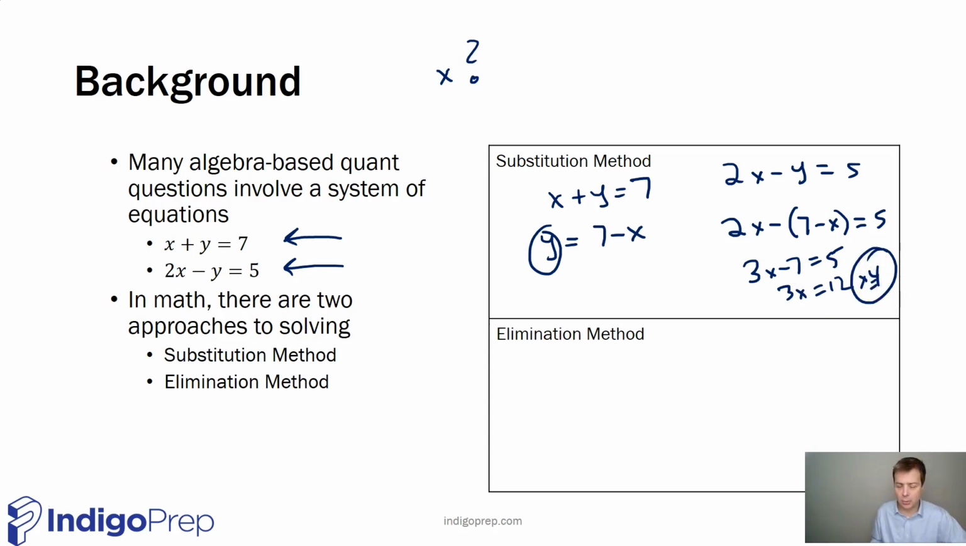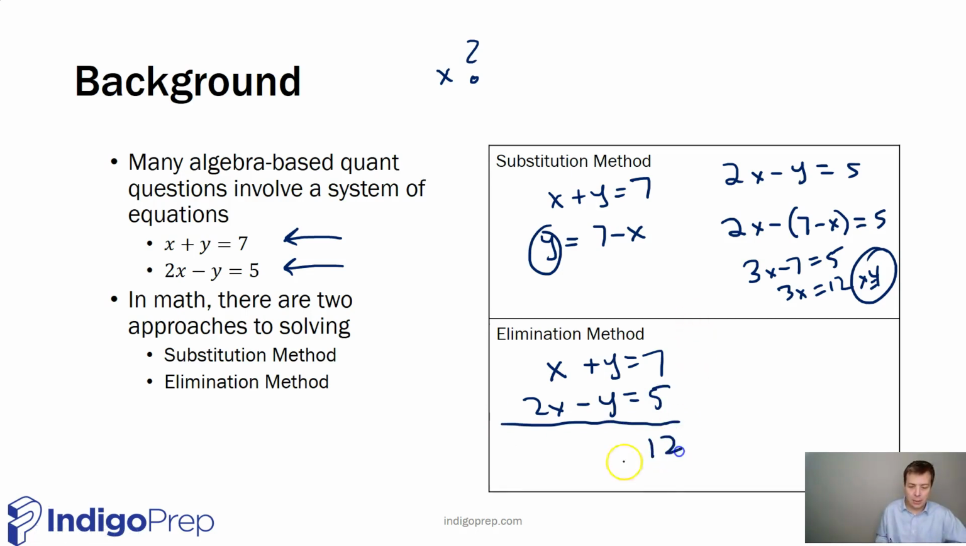That's the substitution method. The second method, if you're doing this on a math-only basis, is the elimination method. So you can line up x plus y equals 7, 2x minus y equals 5, and then you can either add or subtract these equations from one another. Here you'd choose to add them, so you get 12 and 3x equals 12. These two cancel out, so x equals 4. So these are the two methods.